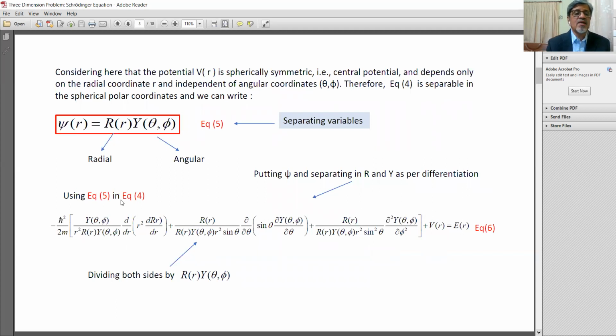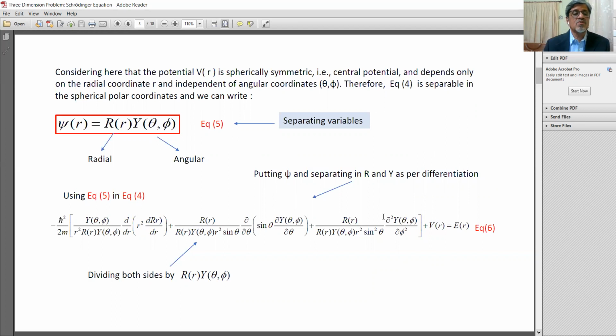Now, putting the value of ψ and separating R and Y as per the differentiation, using ψ in equation number 4. Here the differentiation quantity is d/dr, so R(r) is differentiated, not Y(θ, φ), so it is taken out. Again, in the second one, it is ∂Y/∂θ that will be differentiated. R(r) is not differentiated, so it is taken out. In the last one, again, ∂²Y/∂φ² will be differentiated, not R(r).